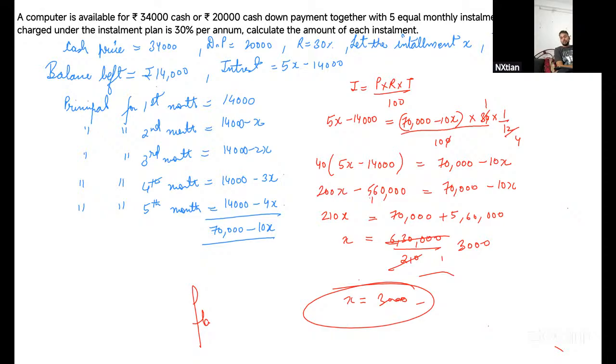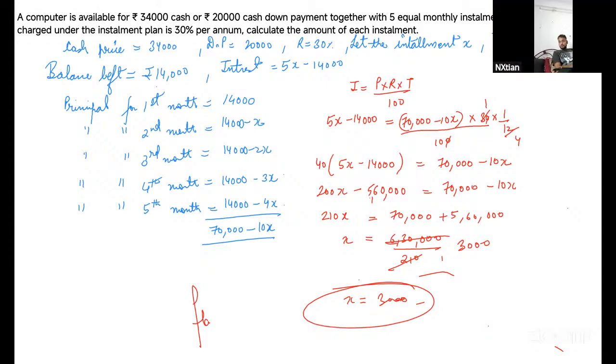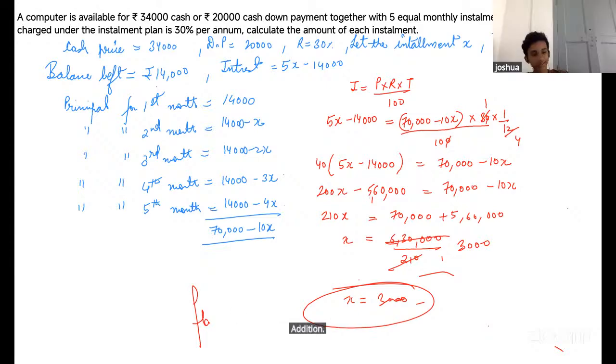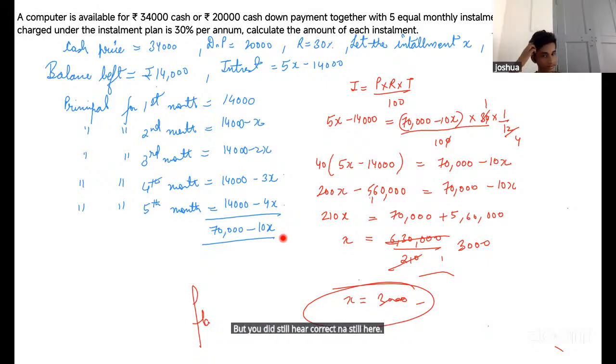Everyone, did you understand how to solve this? No? Joshua, Jehovan, Hannah, Sam, there was a mistake in adding. A silly mistake in addition. Okay, you did the addition wrong. No problem, but you did the steps till here correctly, no? Yeah, the steps are correct.